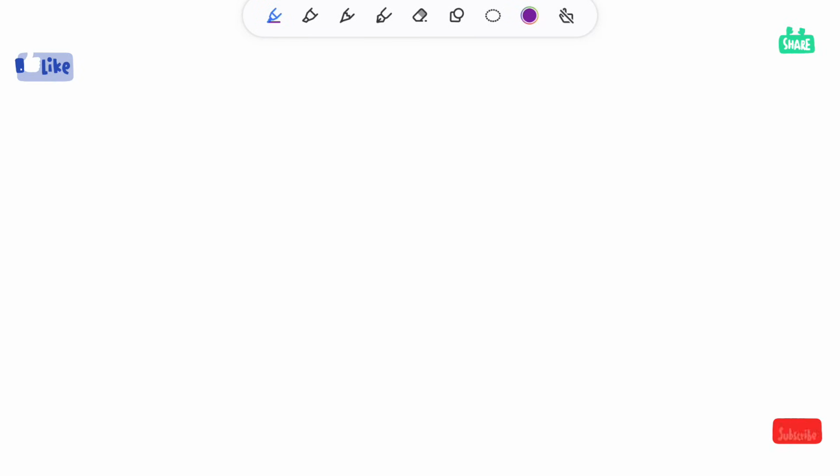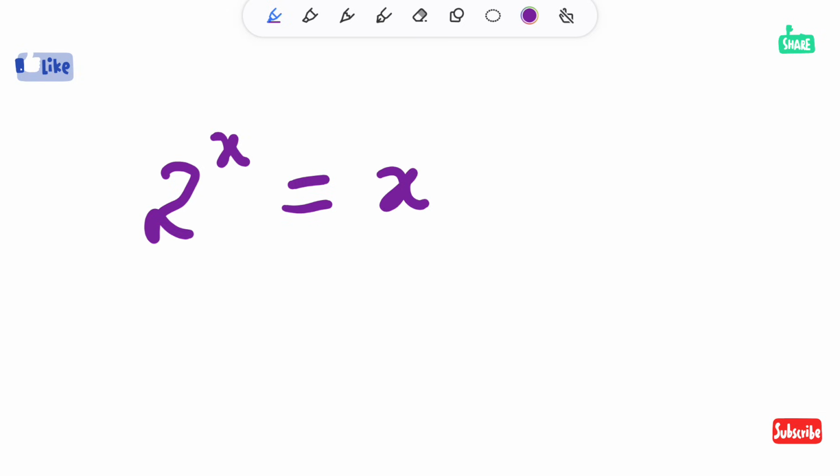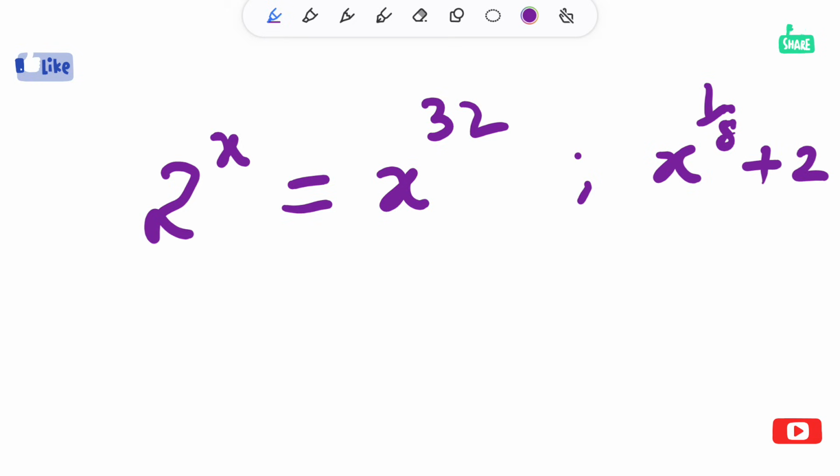So the question is: 2 to the power x is equal to x to the power 32. Okay. So 2 to the power x is equal to x to the power 32. Now we have to calculate x to the power 1 by 8 plus 2 plus 2. This we need to calculate. Okay, this question can be solved.